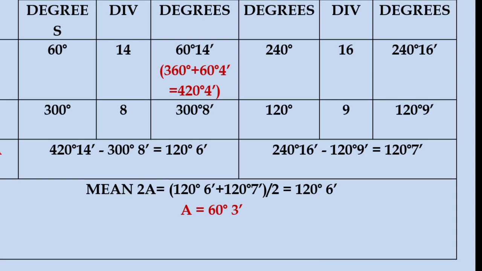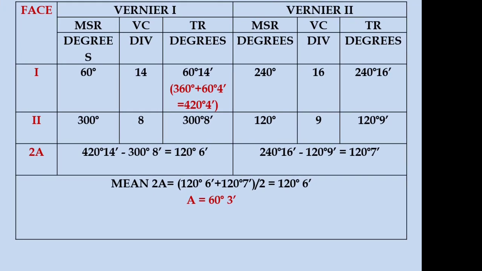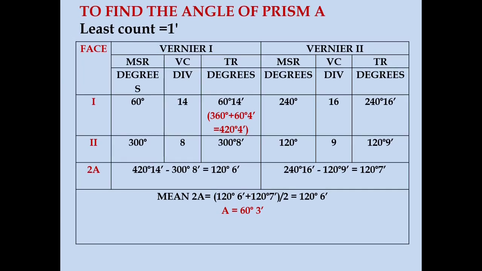Always the angle of the prism will be around 60 degree, because the solid prism which we use during the experiment is an equilateral prism. So all the angles will be the same, all the angles will be 60 degree. If you are not getting this kind of answer for the angle, then you have gone wrong with the experiment, or gone wrong with taking the readings.